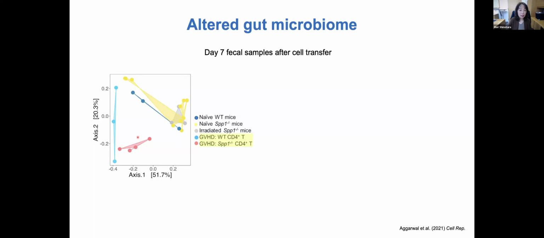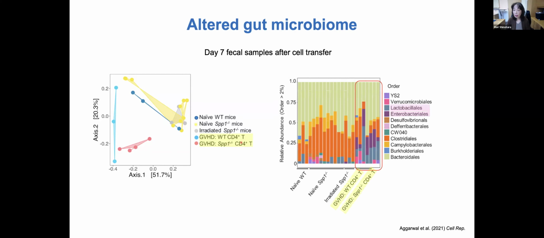And then also we can see the difference in phenotype between wild type and knockout CD4 T cell transferred mice. Particularly here, if you can now just focus on those 2 GvHD mice, we found different types of bacterial orders, for example, these purple ones, Enterobacteriales, which are really induced after GvHD induction.